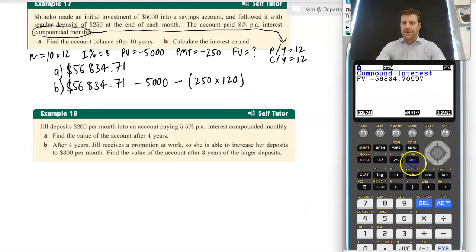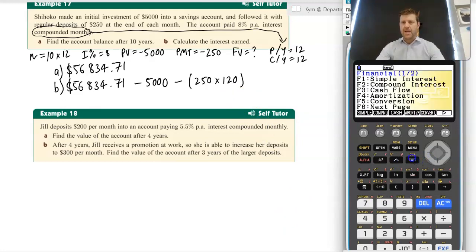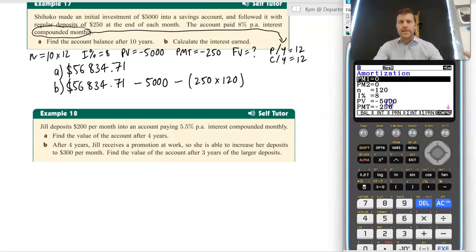So from here, if you exit back out to that menu within the finance function, and press F4, notice that it's actually already copied all that stuff across in terms of the number of periods, the interest rate, etc. So it's all there. All I'm going to do is put in PM1 and PM2.